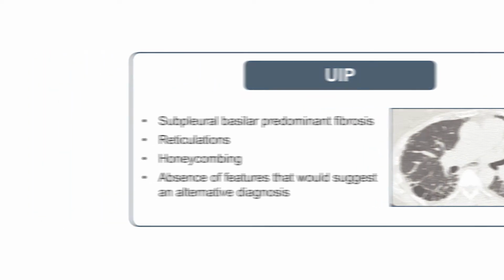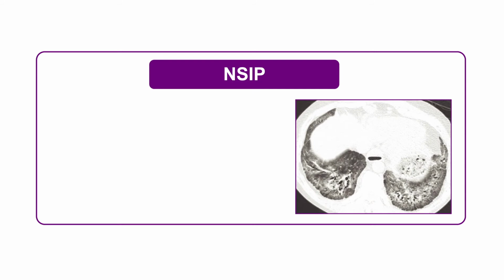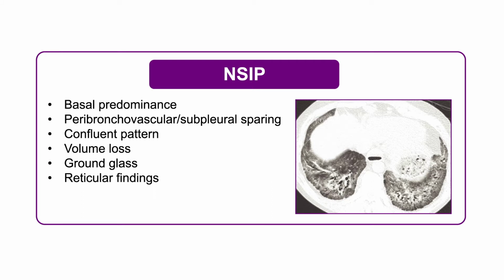When you're thinking about nonspecific interstitial pneumonia and how you diagnose that on HRCT, again, you're going to get that basal predominance. You're going to get peribronchial vascular and subpleural sparing. So you're not going to see disease in those areas. You're going to get a confluent pattern with volume loss, but you're going to see a lot of ground glass opacity and reticular findings. You're also going to see what's called traction bronchiectasis with consolidation.